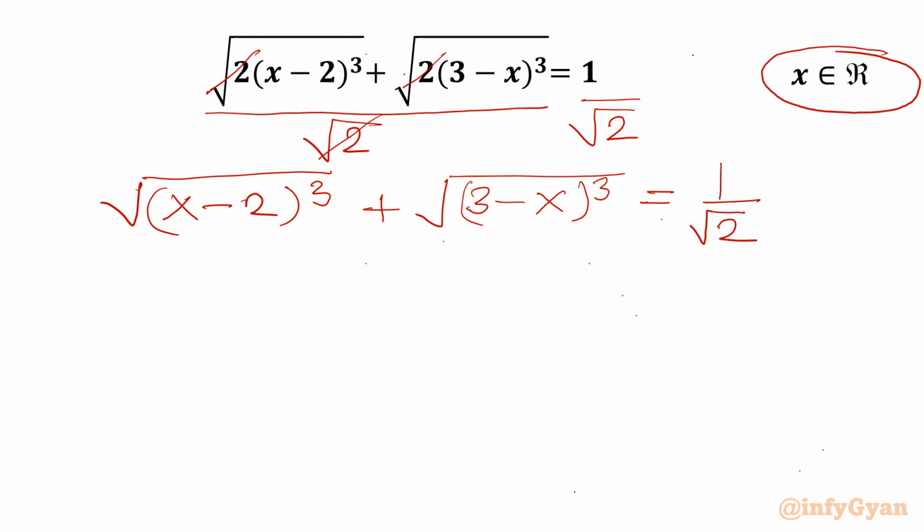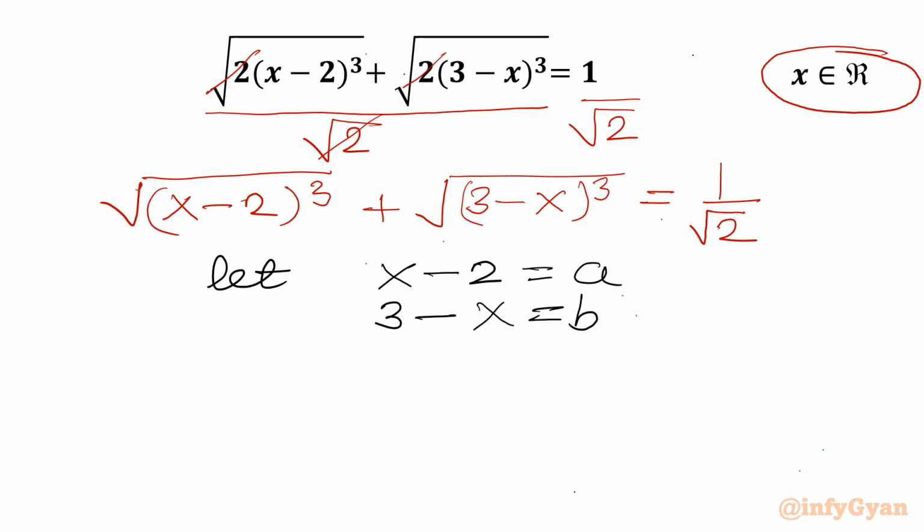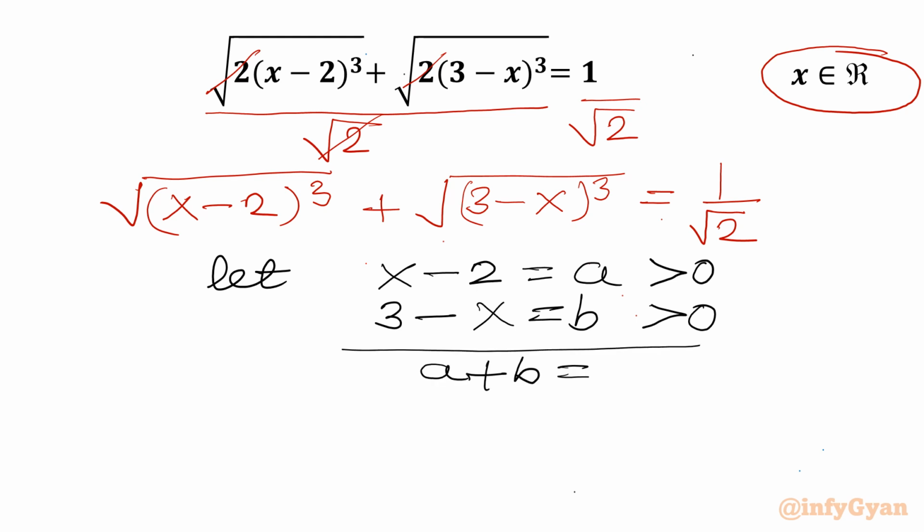Now I will use substitution. Let us consider x − 2 = a and 3 − x = b. For real solutions, x − 2 and 3 − x should be positive, so the condition on a and b is that they are positive. Once I add these two equations, I can write a + b = 3 − 2 = 1. Let us call this equation 1.